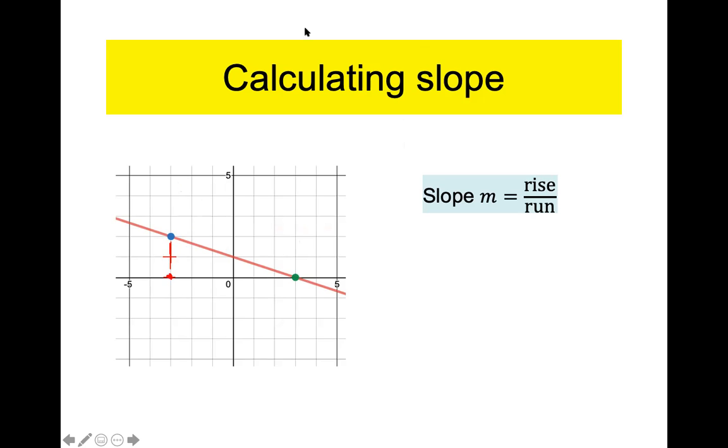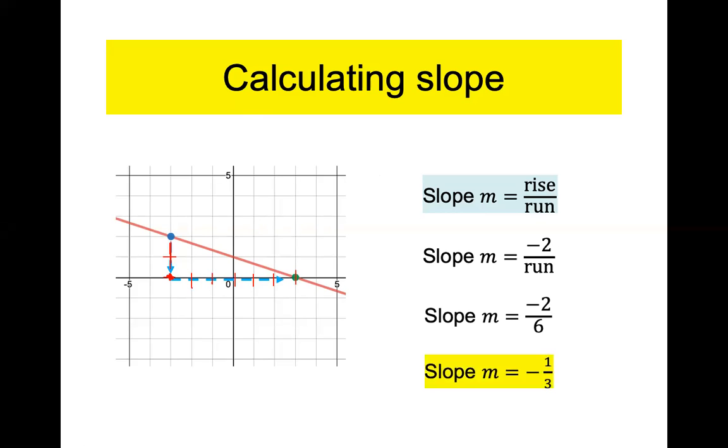And then I need to go, okay, let me catch up. So I went down 2. Down is in a negative direction. So that would be a rise of -2. And now I need to what? Go to the right. Right is in a positive direction. Don't count the one that you start on. Count the next one. 1, 2, 3, 4, 5, 6. So I went right 6. Right is positive. So that would be a positive 6. Reduce the fraction. That would be -1/3.